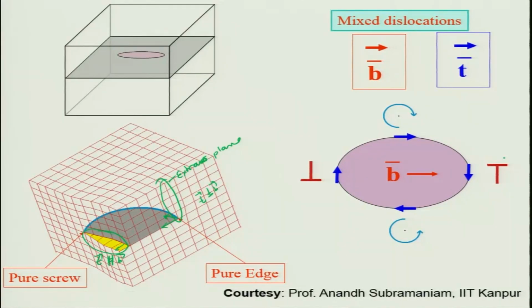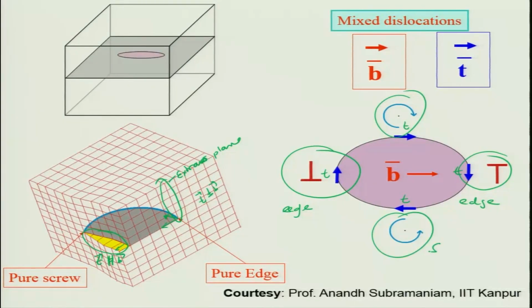You can see that this is edge, because B is perpendicular to T, and this is T. This is also T. So, the dislocation line is T, and wherever B is parallel to T, it is screw. So, these two are screw, and wherever they are not, it would be mixed. So, this, that and that, all of these will be mixed dislocations.